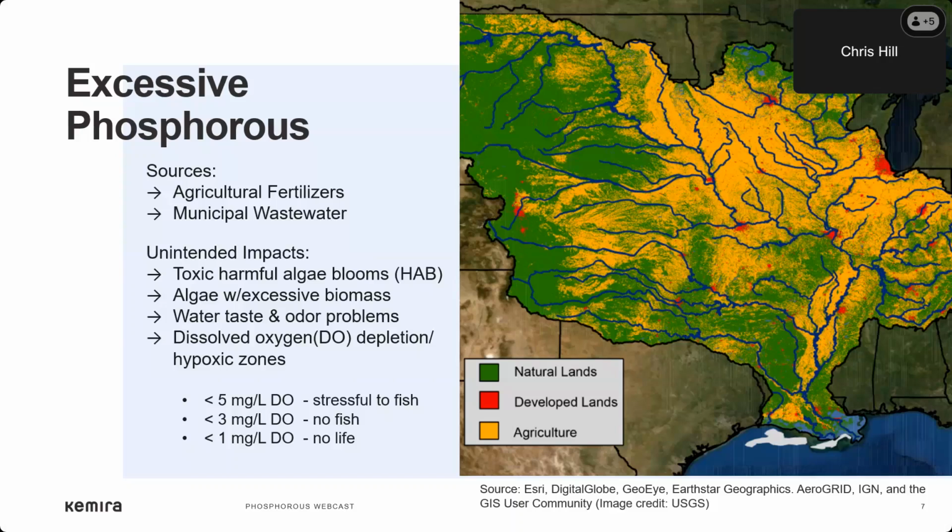While each organism has its own dissolved oxygen tolerance range, generally dissolved oxygen levels less than 5 milligrams per liter are considered stressful for fish, and levels less than 3 milligrams per liter are too low to support fish. Dissolved oxygen levels below 1 milligram per liter are considered hypoxic and generally devoid of life. No fish, no birds, no sharks, no shrimp or crabs. The ecosystem collapses.